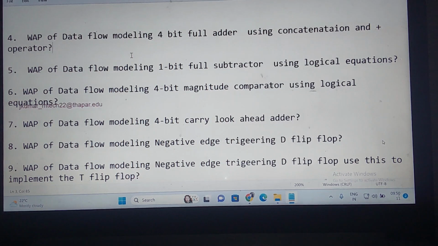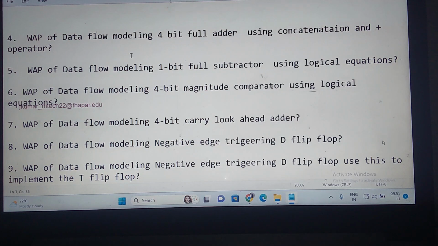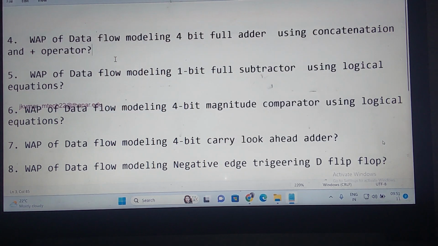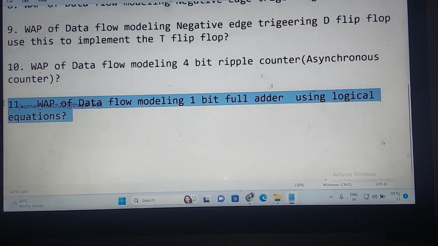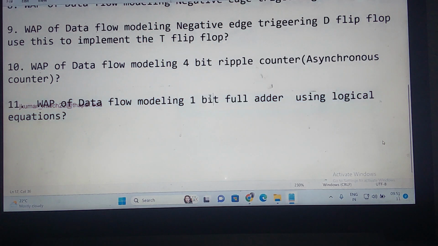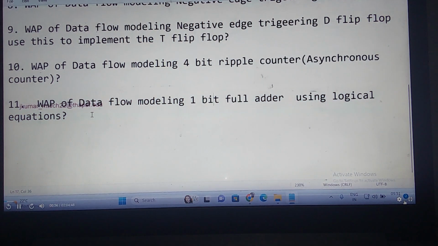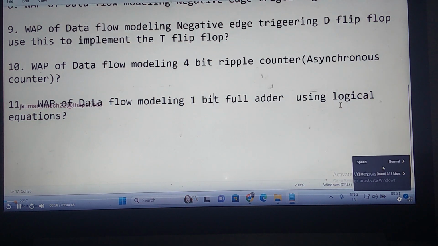Then flip flops, two flip flops and one application. The asynchronous counter I was asking about is not done. Okay, let us take one by one. Nothing to worry. First, let us go with this one, the 11th one. Already you know: write a program of data flow modeling for a one bit full adder using logical equations.